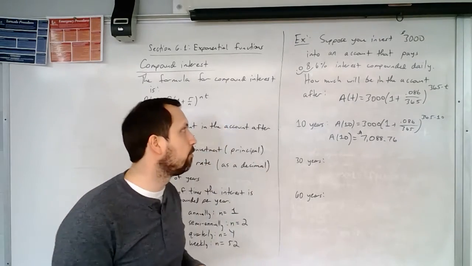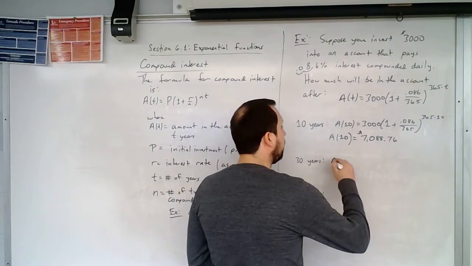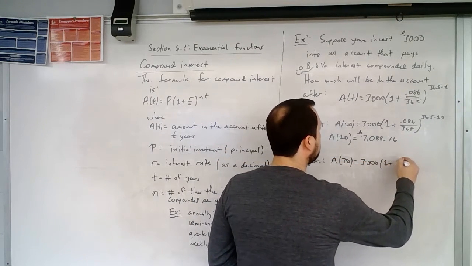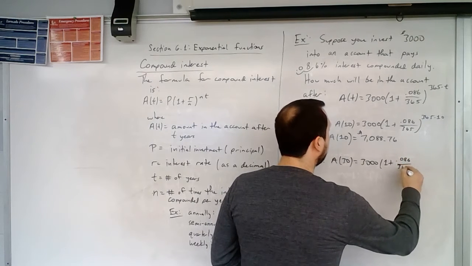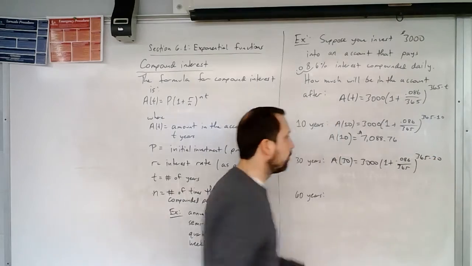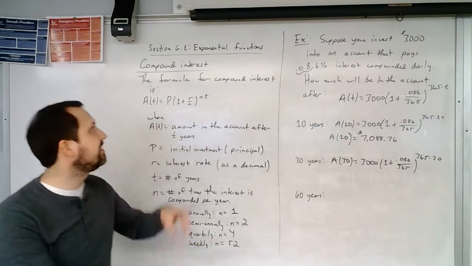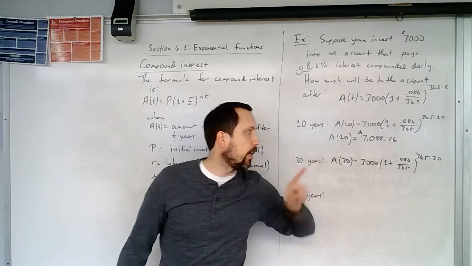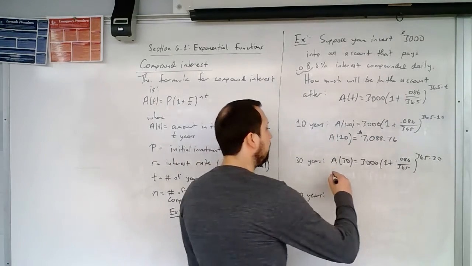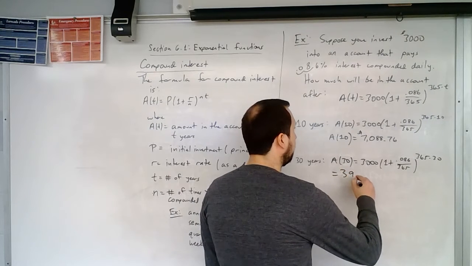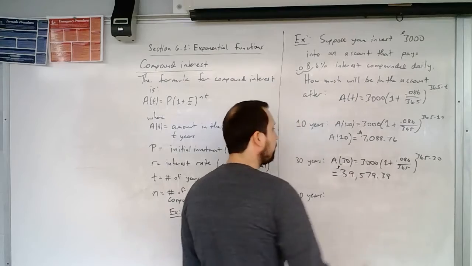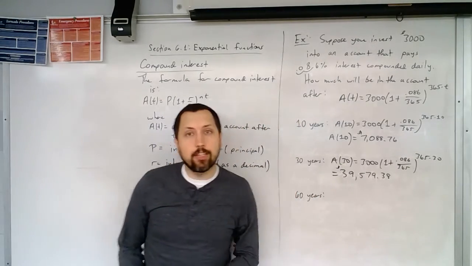So 30 years down the road. So if we now change this to A of 30, this is going to be 3,000 times 1 plus 0.086 divided by 365 raised to the 365 times 30. So now the only thing that changes again is this t value. This t is changing. So if you type this into your calculator, you should now get $39,579.38. Now that is a pretty good investment, right?